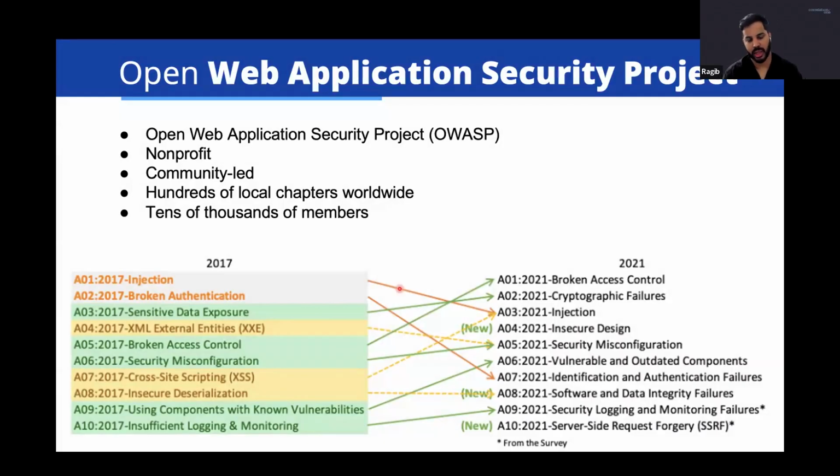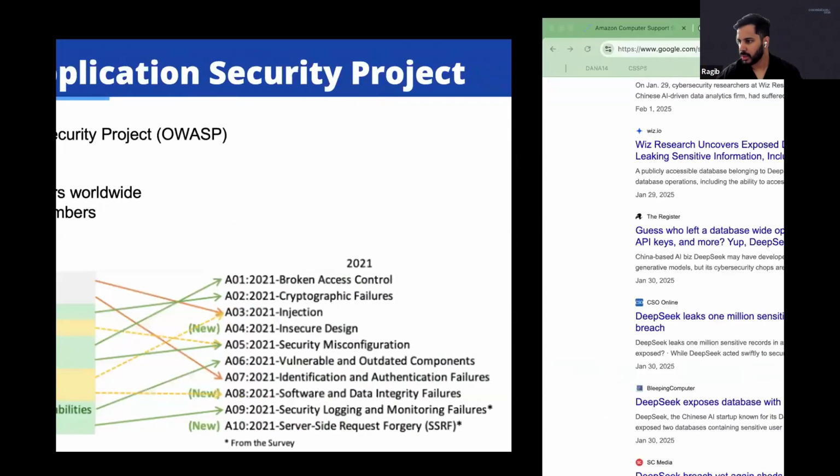So OWASP is a nonprofit organization that has been leading the charge in web application security for over 2 decades. What makes them special is that they're community led, meaning security professionals from around the world volunteer their time and expertise to create these resources. Something that's really famous is the top 10 list, right? It's basically a regularly updated ranking of the most critical web application security risks. So I can share that with you guys.